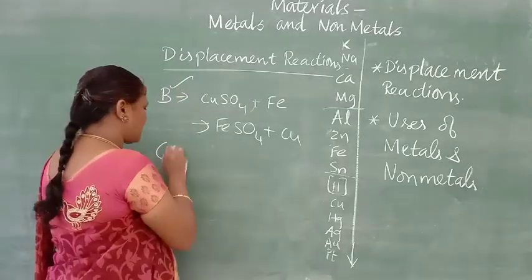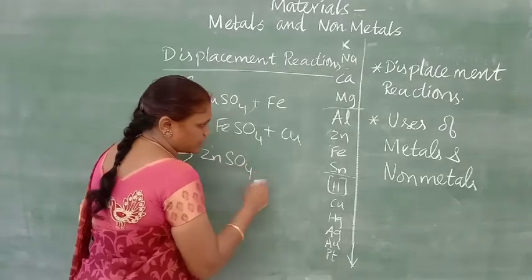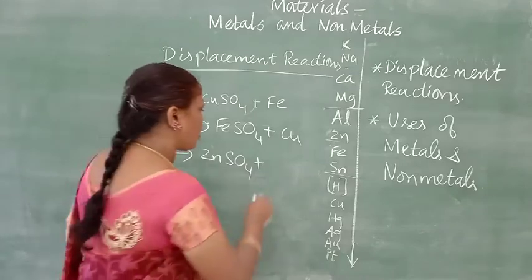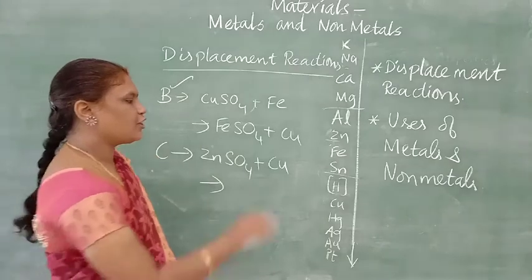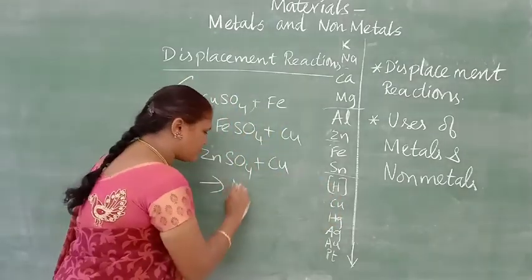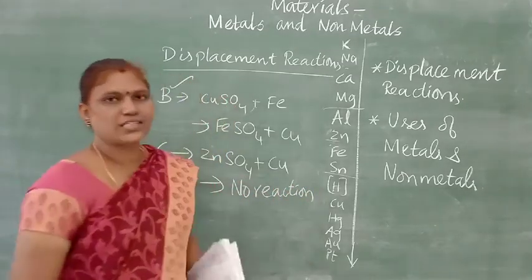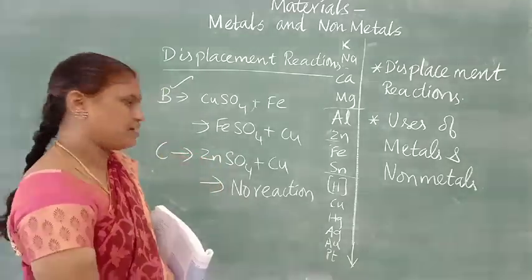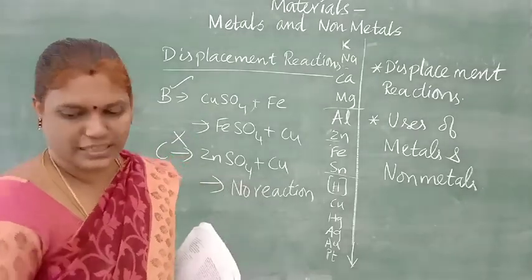Shall we go for the third? Yeah. Let us see the next one. Zinc sulfate, plus what they have given is copper turnings. Will it take place? No, because copper is less reactive than zinc. So the reaction will not take place. Why? Because copper is less reactive than zinc, so it cannot displace. Note it down. Shall we go for the remaining two? Yes.